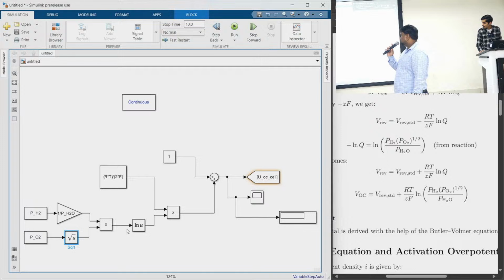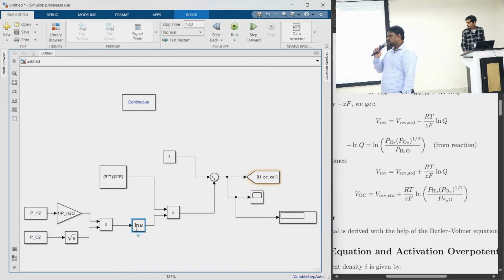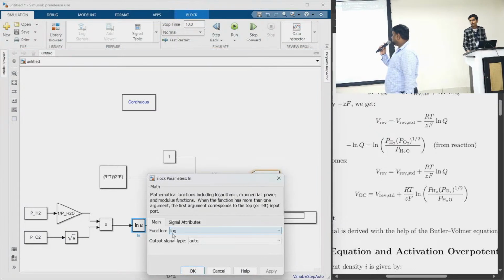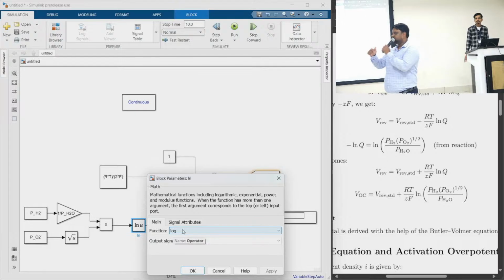No, no, this is the logarithm. And after the product you will use, basically, you search the math function. Once you get the math function, you scroll down, then search for this logarithm function.